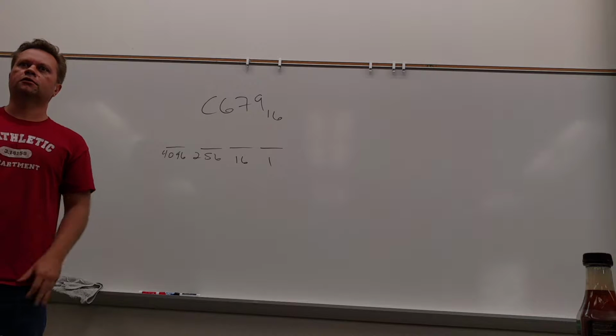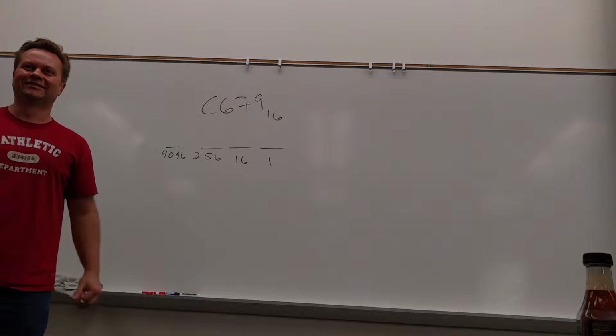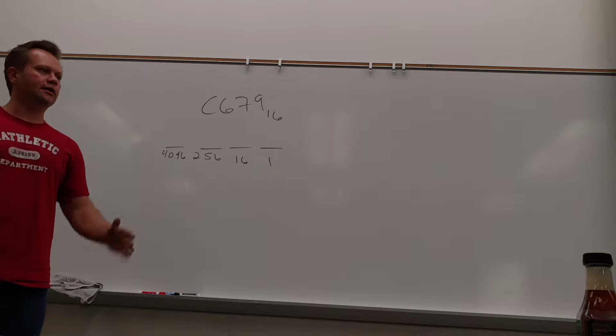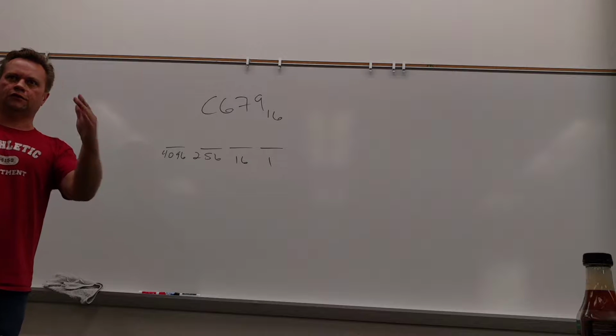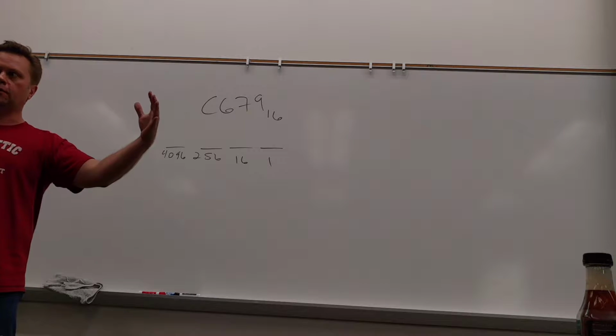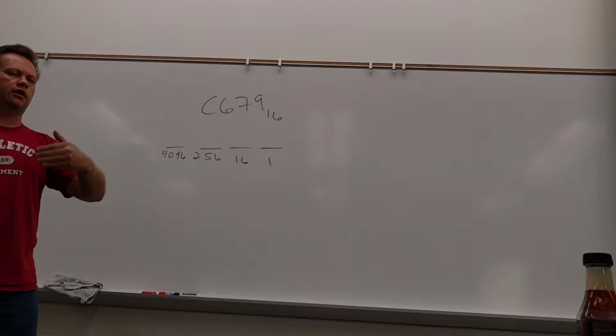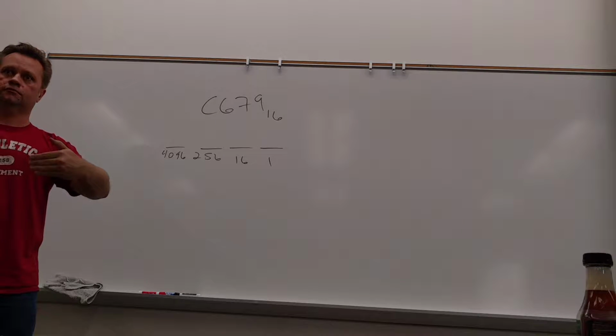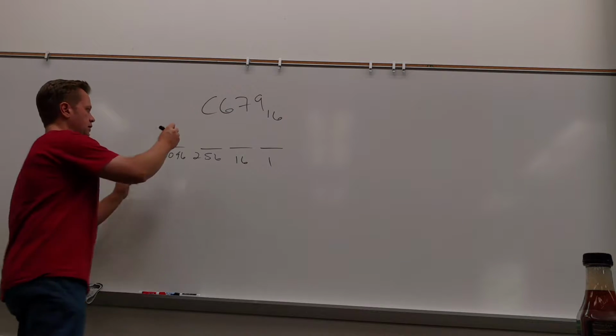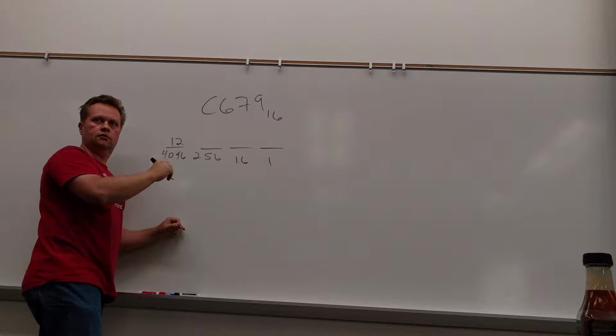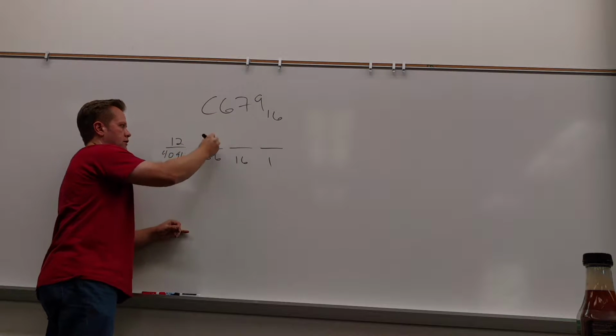C means passing. No. Something I find out: A is 10, because that's the first 2-digit thing that we have to convert to 1 digit. 11 is B. 12 is C. Good. So this is actually 12 of these. And then 6 of those, 7 of those, 9.